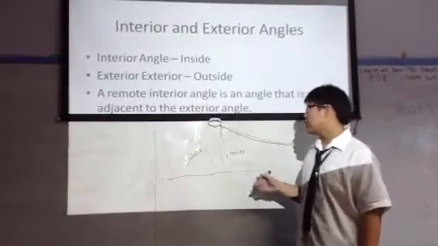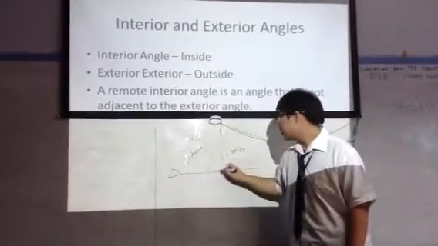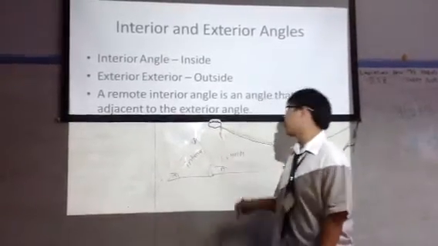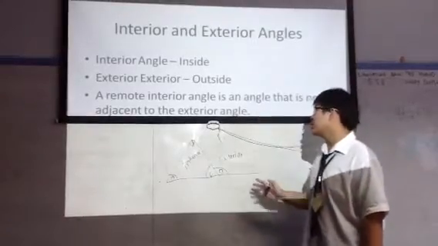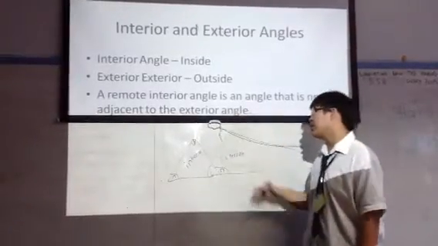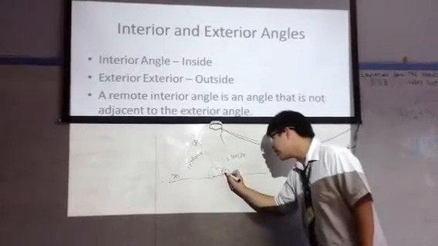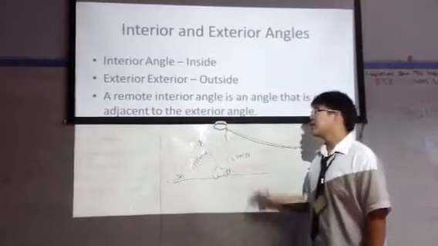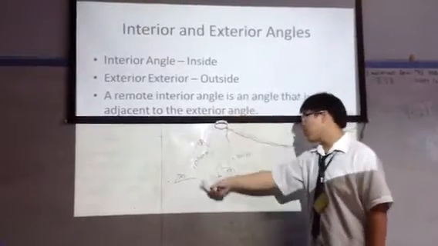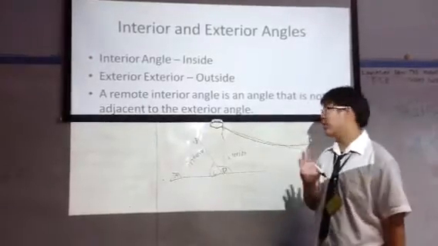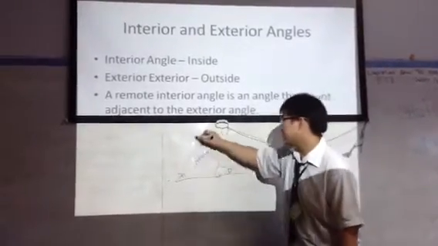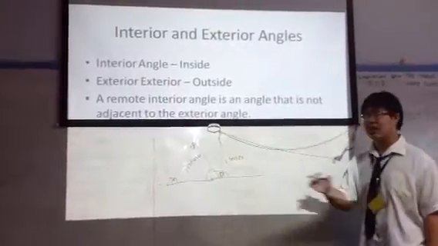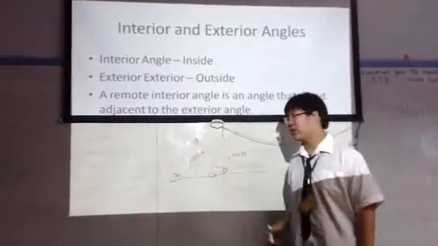Now, of course, let's label these first: A, B, C, D. Okay. A remote interior angle is an angle that is not adjacent to the exterior angle that you're looking at. So if you're looking at D, adjacent would be next to it, and you can see C is clearly adjacent to D. So the remote interior angles would be A and B because they are opposite of D. So these two are remote interior angles.